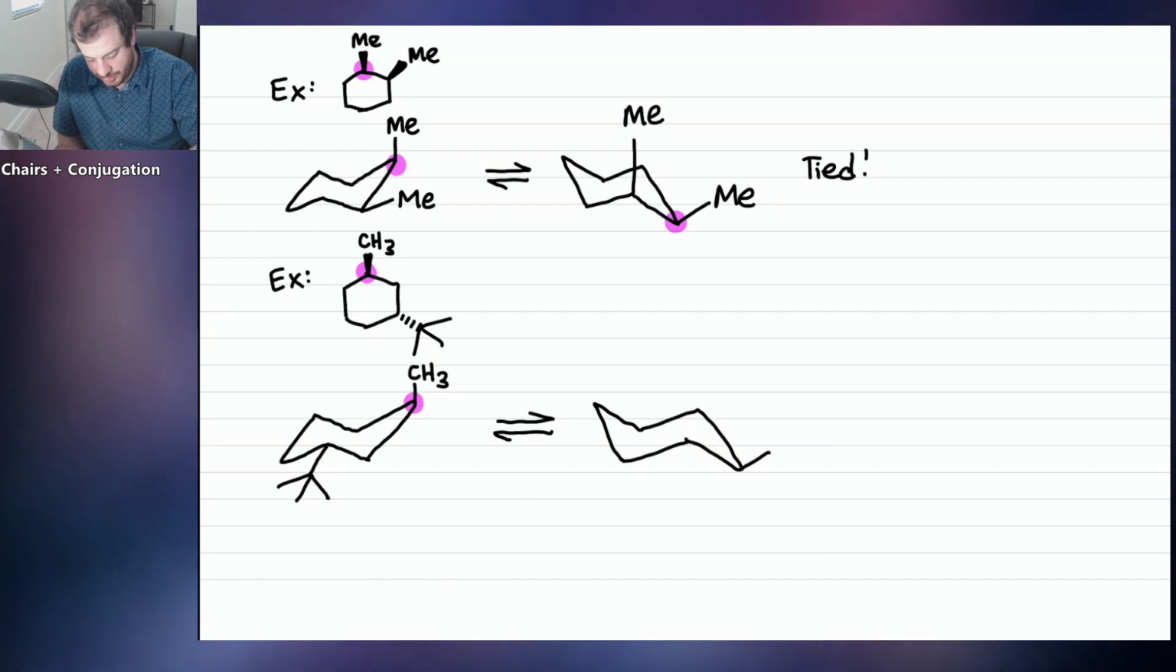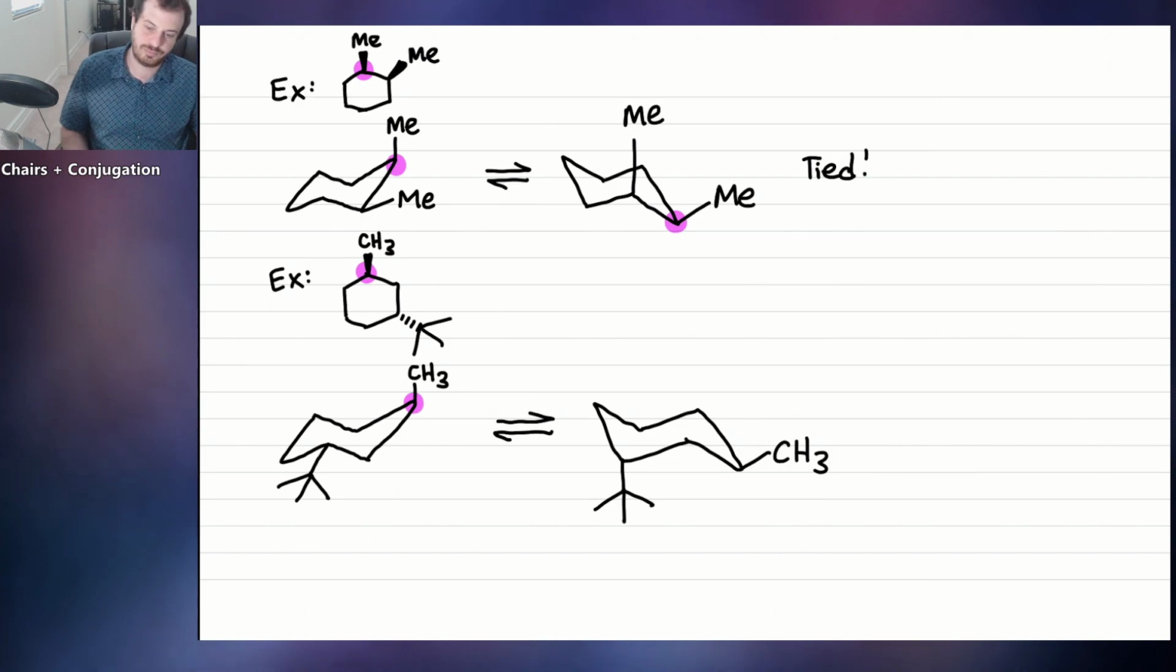Okay, our CH3 group is still facing up, but now it's equatorial, and our tert-butyl group, which is 1, 2 carbons away, is still facing down, but now it's axial because it was equatorial. So in the first case, we have the methyl group axial, and in the second case, we have the tert-butyl group axial.